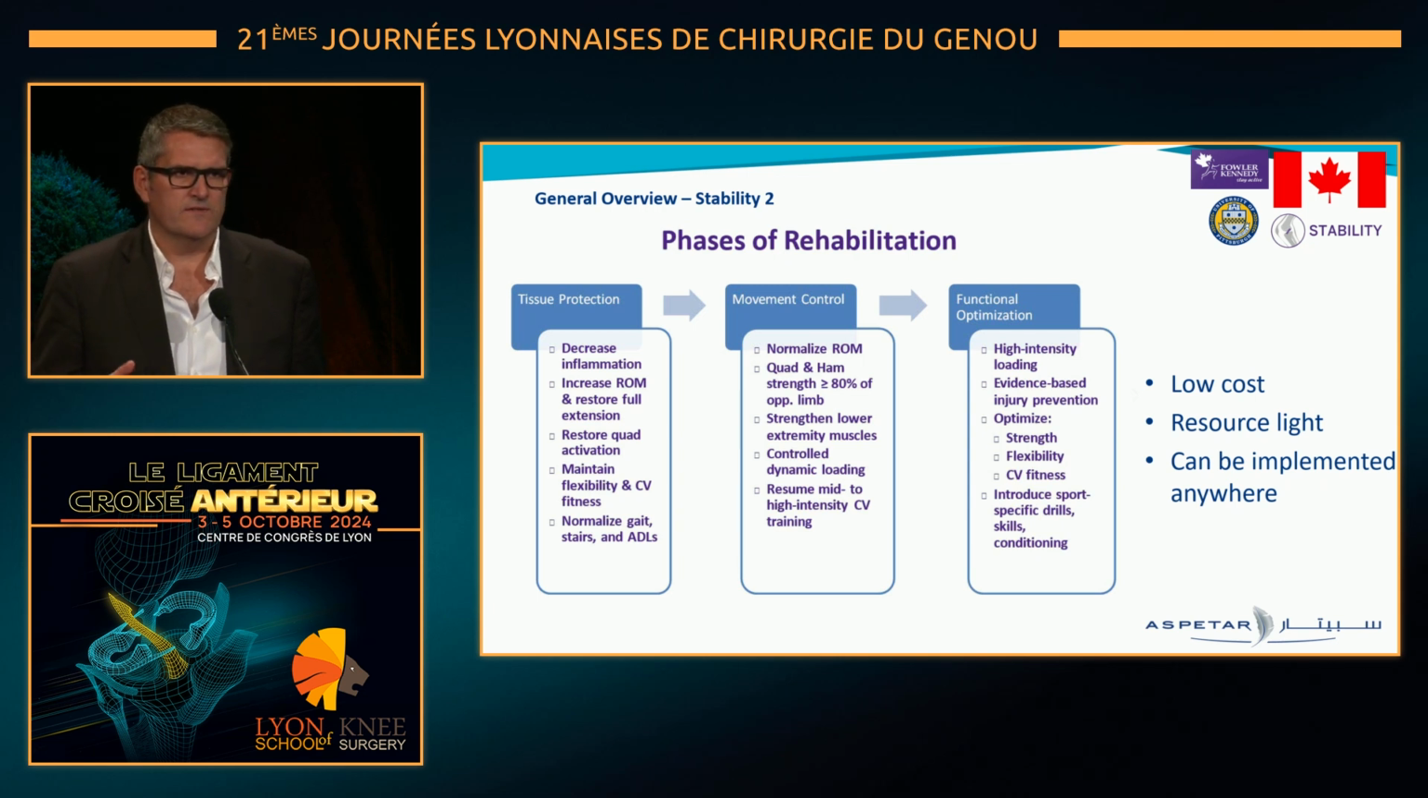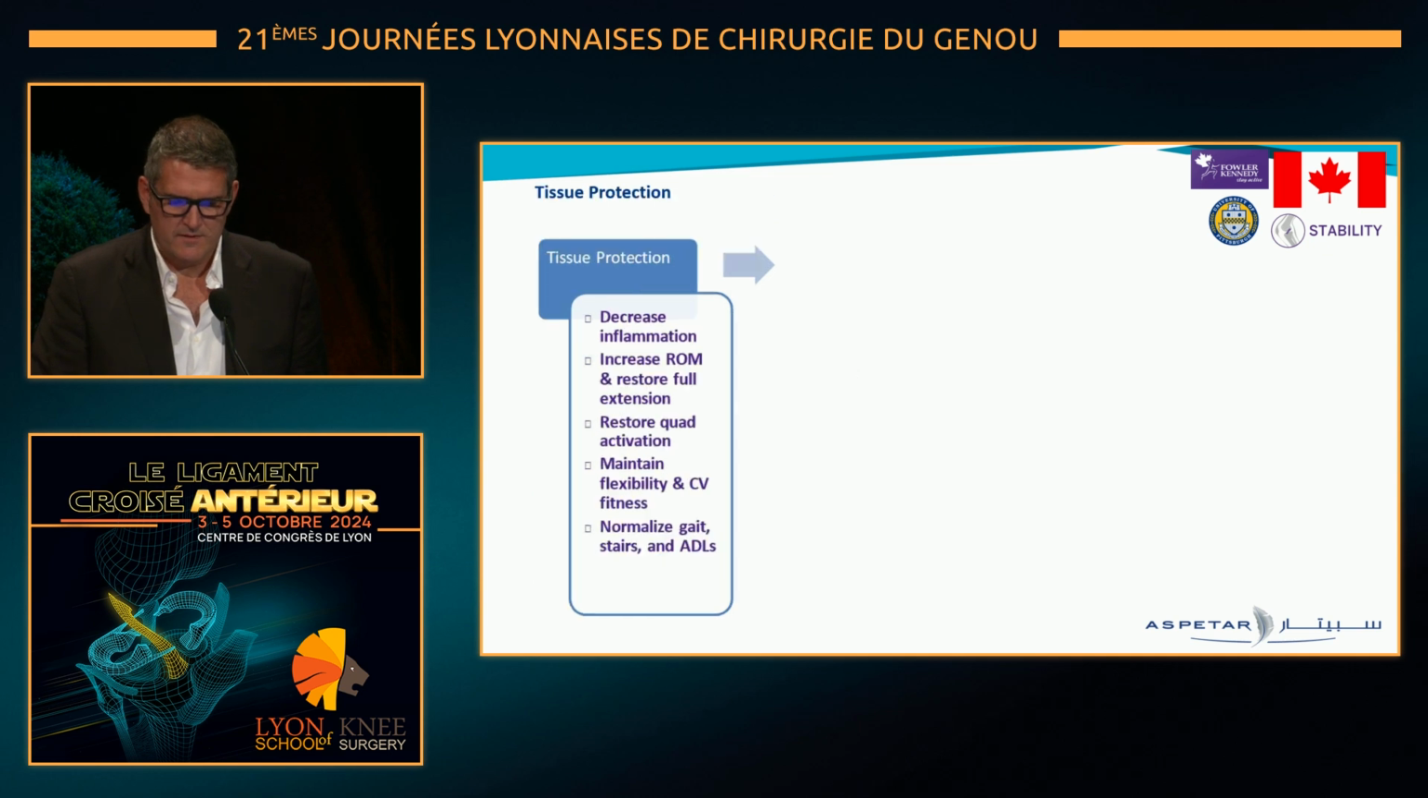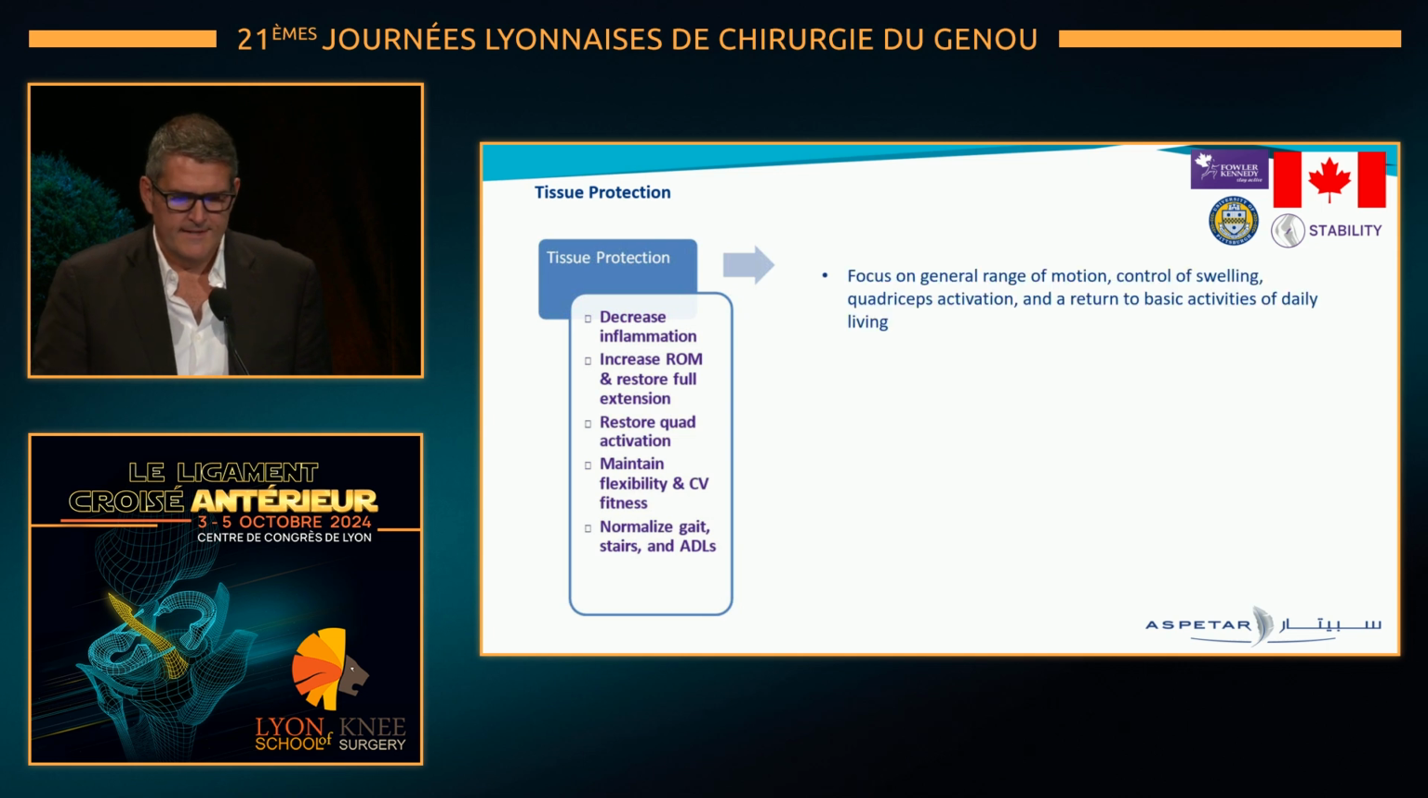Stability 2 is a 31-center randomized clinical trial based in 3 different continents, so we have to be in a position where we can actually apply this in numerous places. In terms of tissue protection, we want to decrease inflammation, increase range of motion, and so we're focusing on general range of motion, swelling control, quadriceps activation, and return to basic activities of daily living. And it's generally somewhere around 4 to 8 weeks post-surgery.